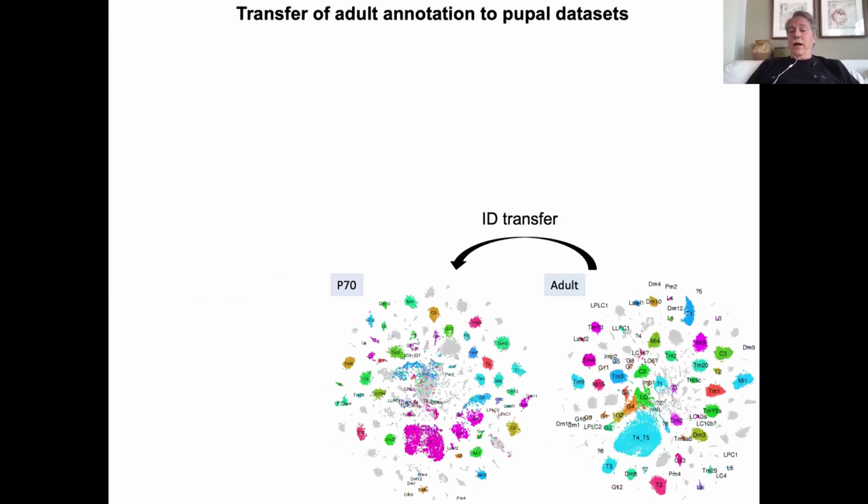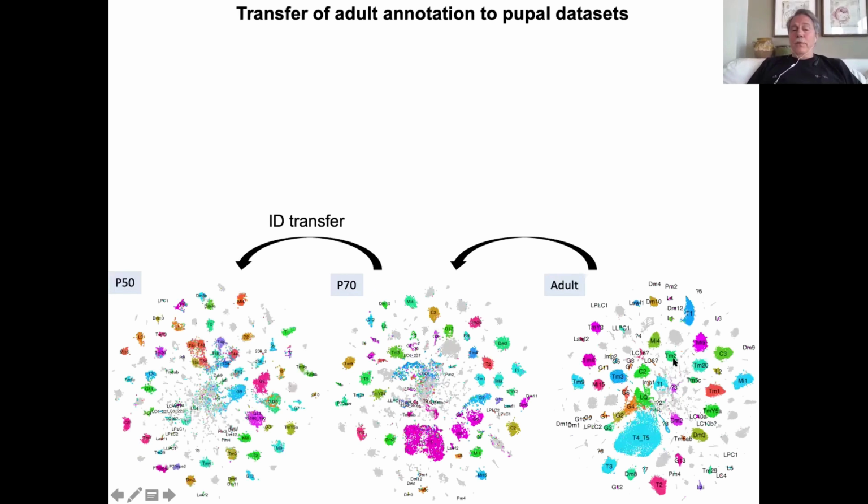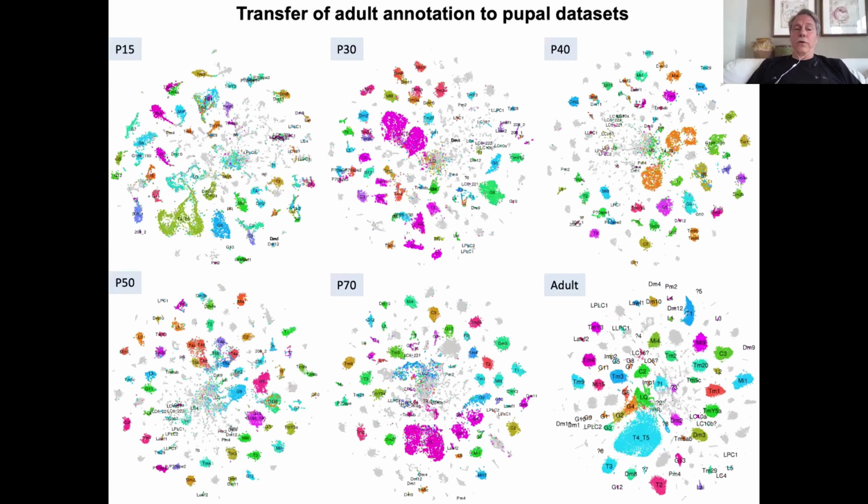So a postdoc in the lab, Neshat Ozel, developed software to compare those two sets to do identification transfer, which means you cluster the neurons at P70, and you take advantage of this huge data set here, and you can match perfectly each one of the clusters to one cluster in the adult, which means you can easily find a name for all of the clusters, matching them to the cluster in the adult. And then you can do the same thing from 70 to 50, 50 to 40, 40 to 30, all the way to P15.